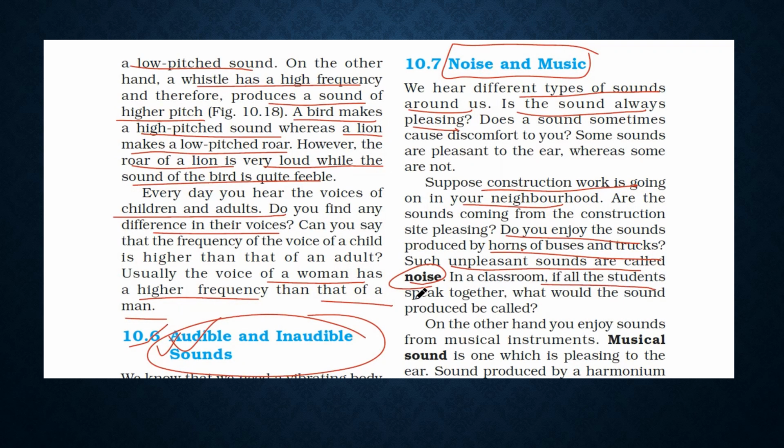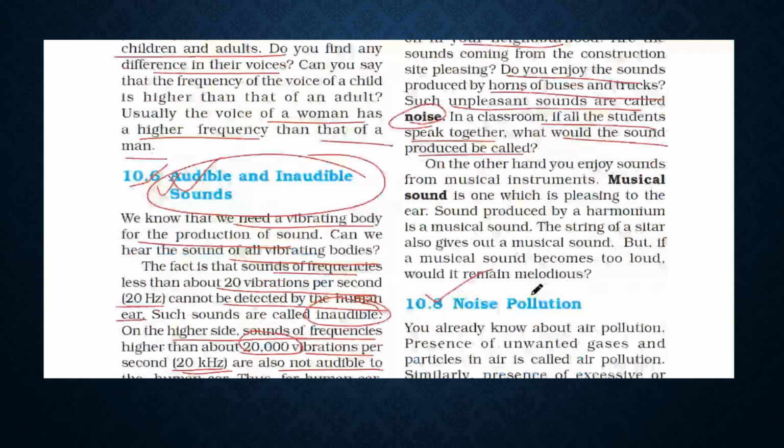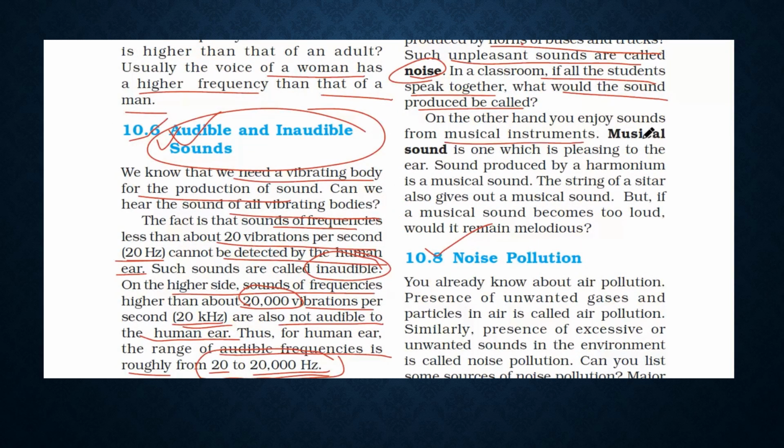In a classroom, when all the students speak together, what would the sound produced be called? It is obviously noise. On the other hand, you enjoy sounds from musical instruments. Musical sound is one which is pleasing to our ear. When you are listening to tabla, guitar, harmonium, flute, any musical instrument, the sound produced by a harmonium is a musical sound. A string of a sitar also gives out a musical sound. Even if a musical sound becomes too loud, it remains melodious. If it exceeds the decibel limit, at times it may create irritation, but it is still a musical, melodious sound.